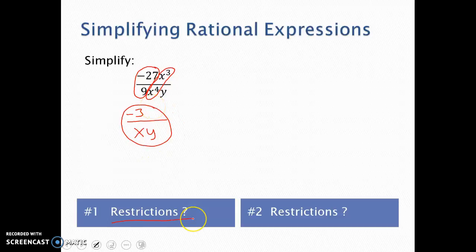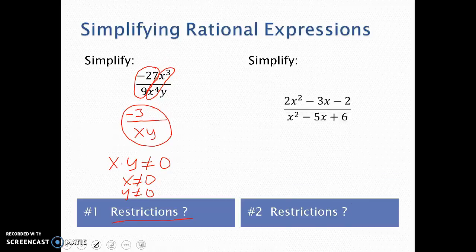Are there restrictions? Well, the restrictions are anything that makes the denominator equal to 0, because that means that we're dividing by 0 and we can't have that. So that means that x times y cannot be 0. Another way of writing that is that x cannot equal 0 and y cannot equal 0. Because if x is 0 or y is 0, then x times y is 0, which means we have an undefined expression.